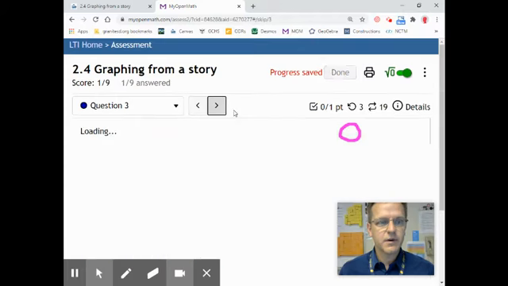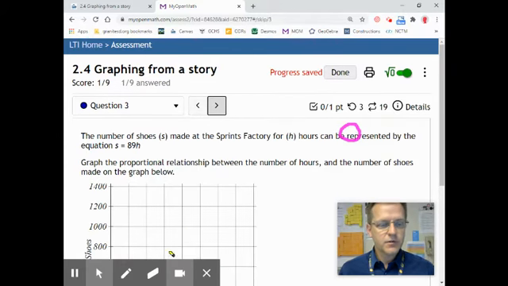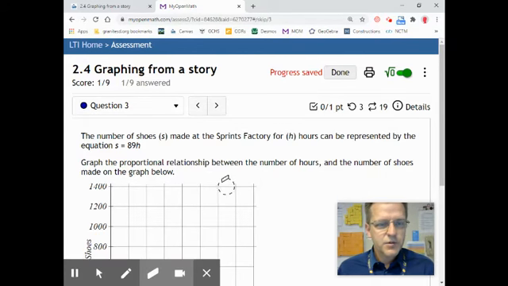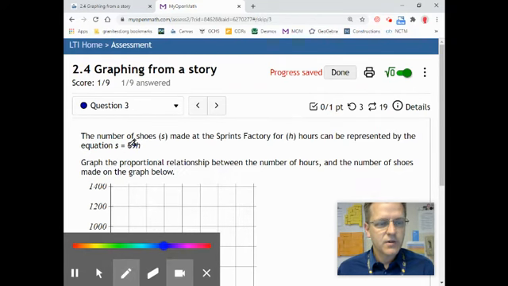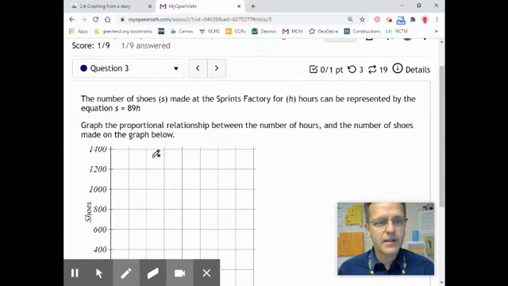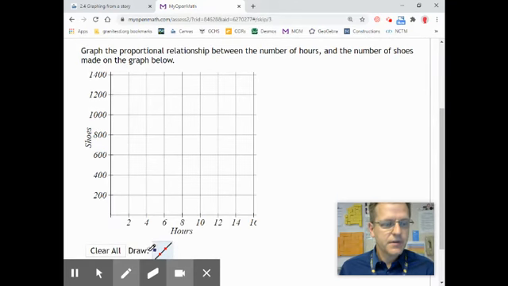All right, let's jump on to the next one. The number of shoes made at the Sprints factory. So here we have the number of shoes can be represented by the equation S equals 89H. In other words, the shoes are equal to 89 for each hour. That's how I would read that. 89 shoes for each hour. So let's look at the graph.